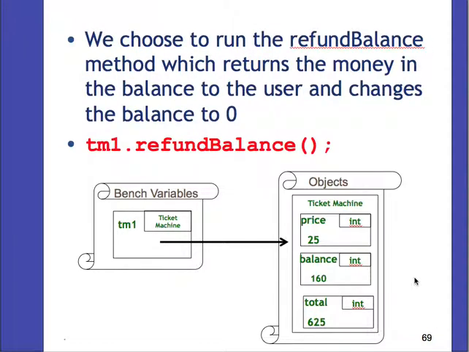And let's suppose we run the refund balance method. If we run the refund balance method, that's supposed to give this $1.60 back to the user. So it's going to make balance turn into 0 and return 160 back to the user.